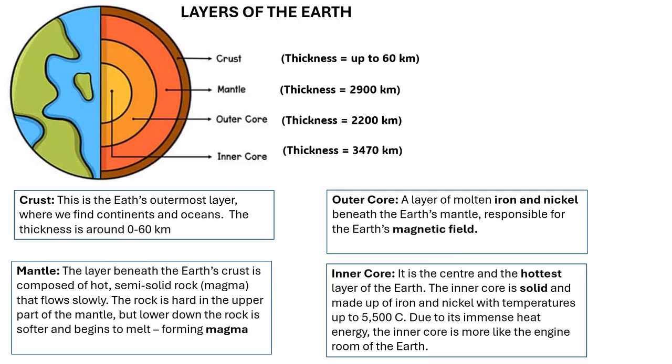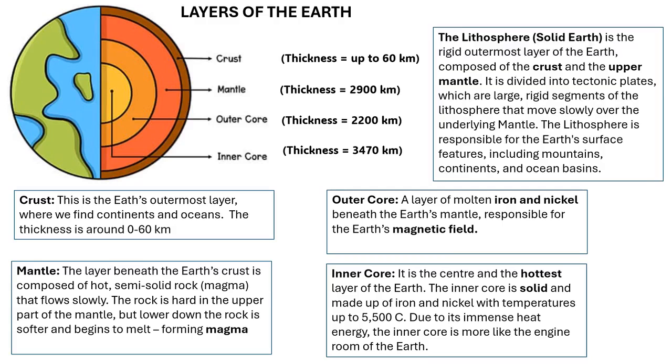Now you would expect that the inner core would also be liquid in texture, but it is actually a solid layer, and the reason for this is it experiences immense pressure from the layers which are situated above the inner core. Therefore the composition is the same as the outer core, namely it is made up of iron and nickel, but it is not in liquid phase, it is in a solid phase.